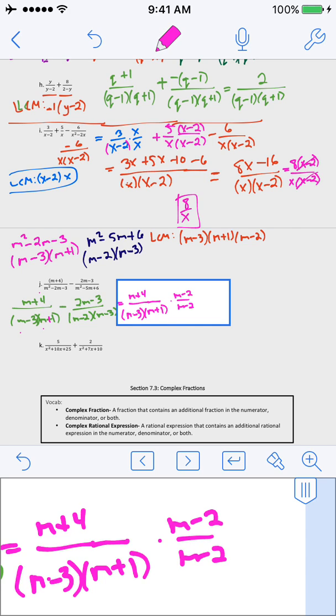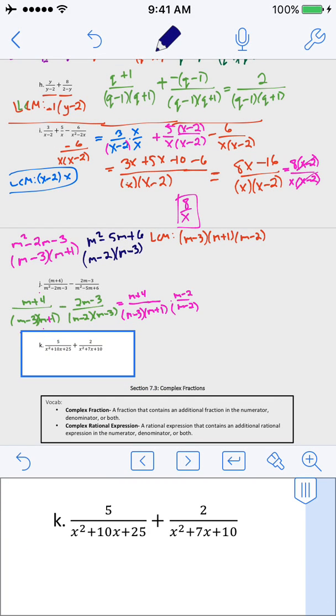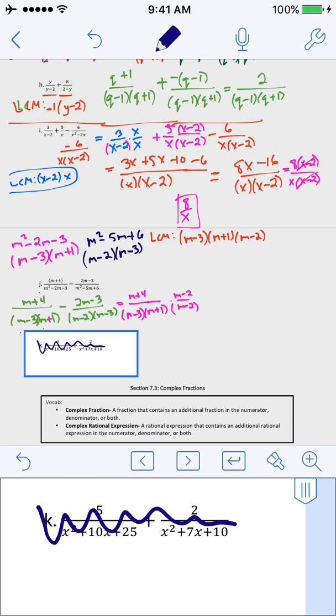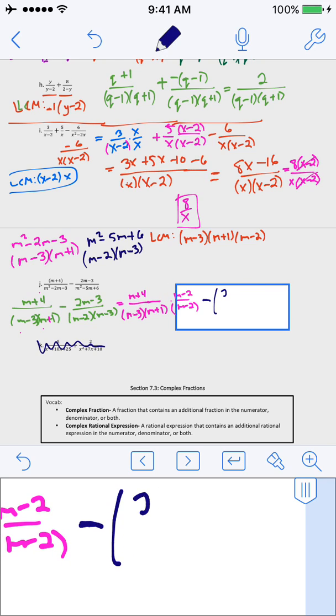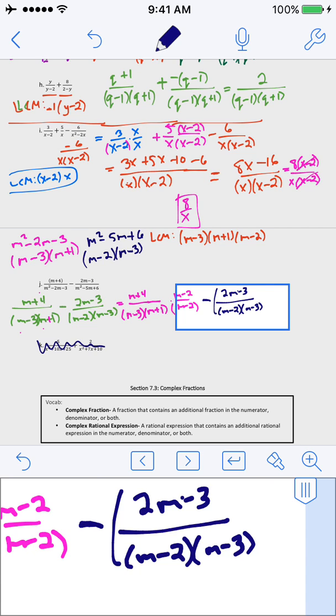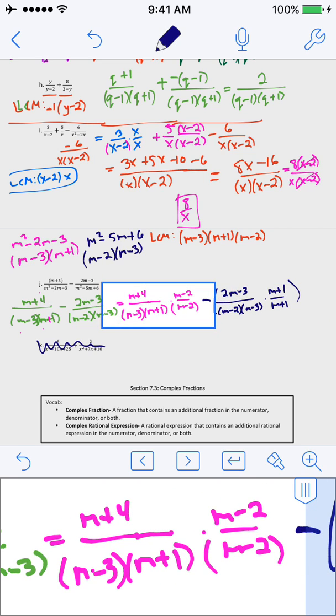Awesome. And then this second guy, we're only going to do one more. If you want to try this one out at home, go for it. The second guy, I'm going to subtract this whole thing. So I have 2m minus 3 over m minus 2 and m minus 3. That's the original one. What's missing? The m plus 1. So times it by m plus 1 over m plus 1. So far I've actually done nothing. I've just figured out what's missing in both of these. I'm just multiplying by what's missing.